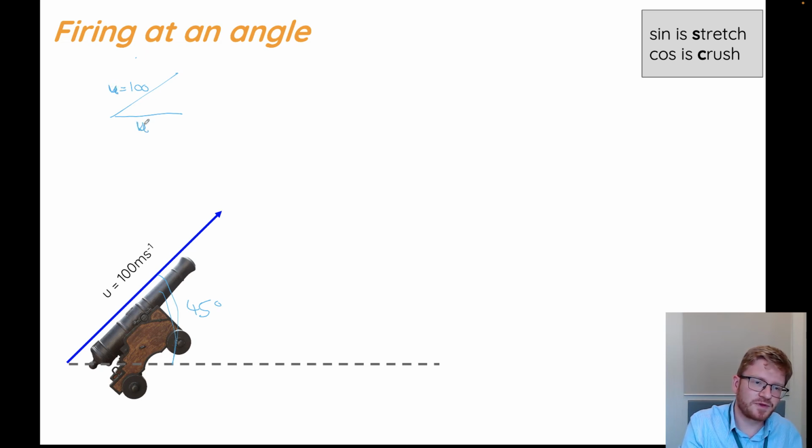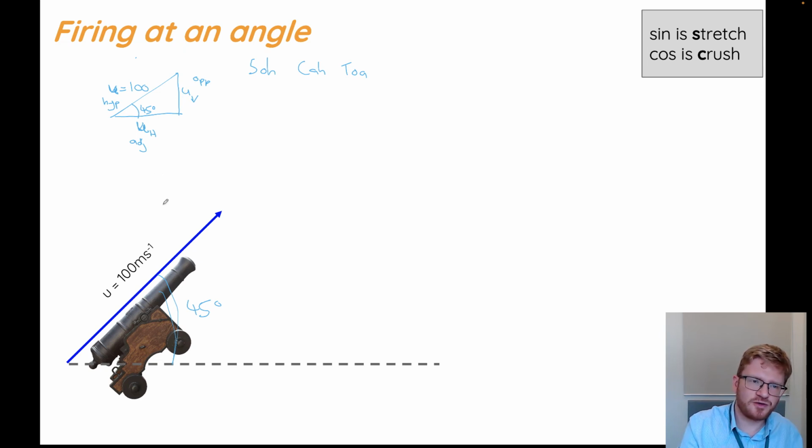There's my U. I can split that into two, and I can give myself an initial velocity in the horizontal component, and an initial velocity in the vertical component. Now I know that this is an angle of 45 degrees, so suddenly this has just become a trigonometry problem. And if you remember this rule, SOHCAHTOA, there's my angle. So UV is the opposite, UH is the adjacent, and 100 is the hypotenuse.